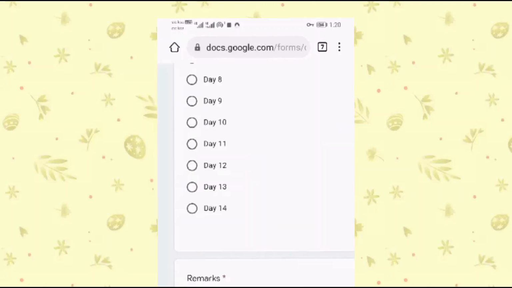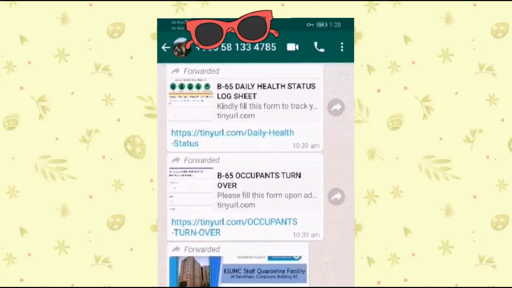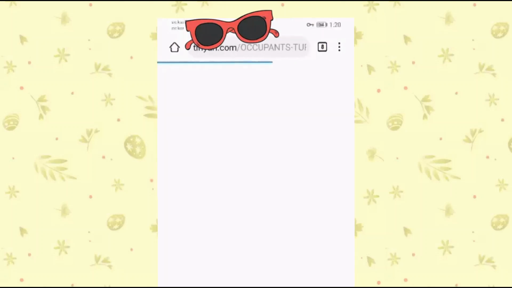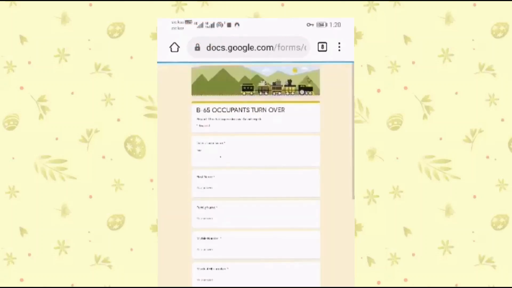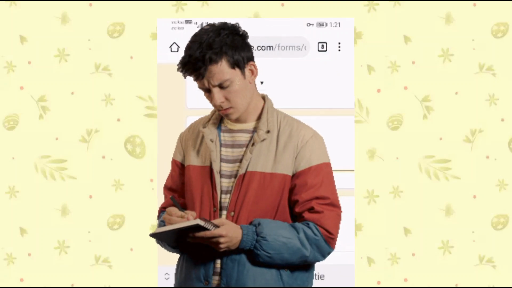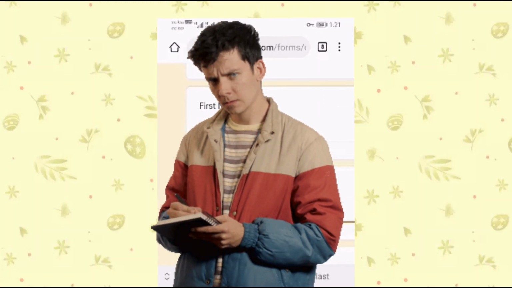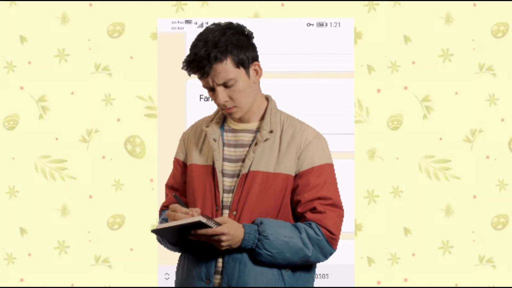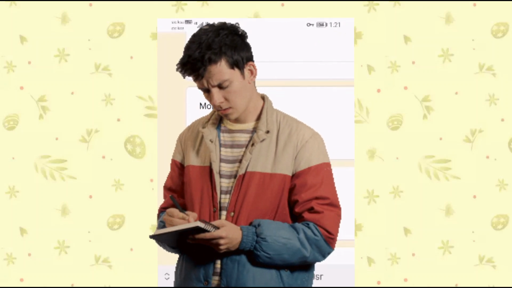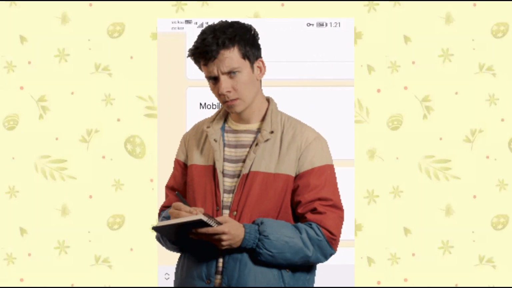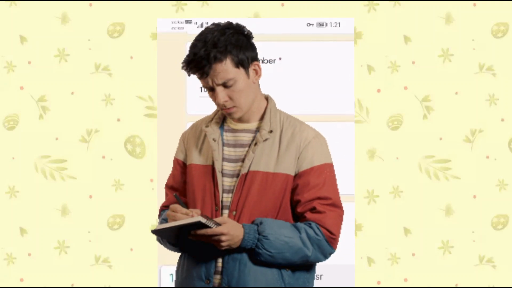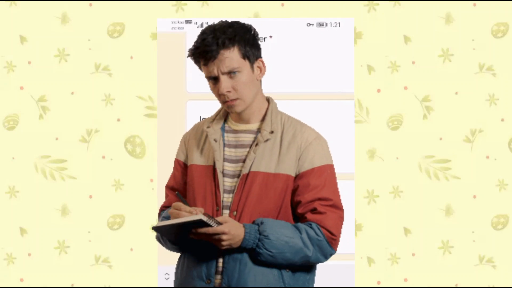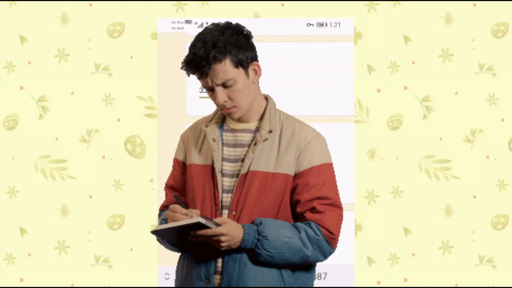Now let's go to another link. This is the occupants turnover. It's like the day of admission, the day we were brought here. So the date of admission will be today. Then you will put again your first name, your family name, your mobile number, your medical file number, which is the MRN, your badge number, your ICAMA number, and your age.